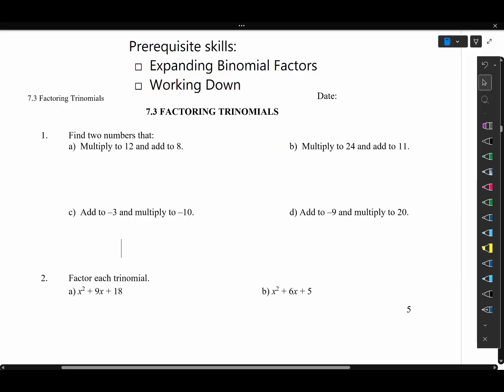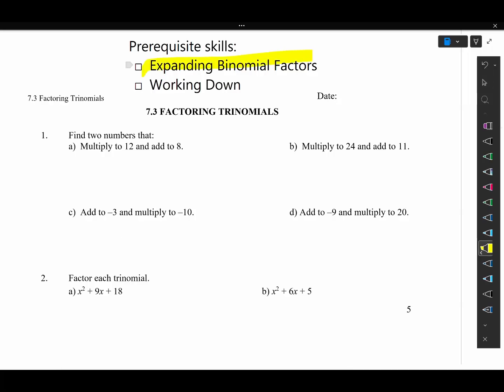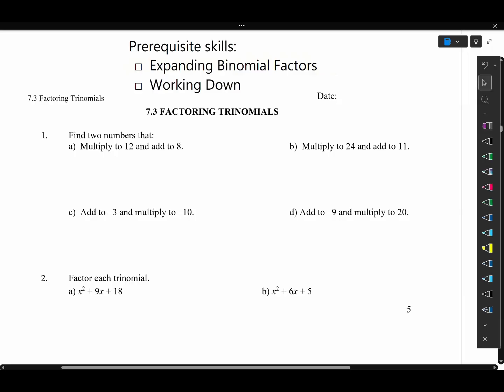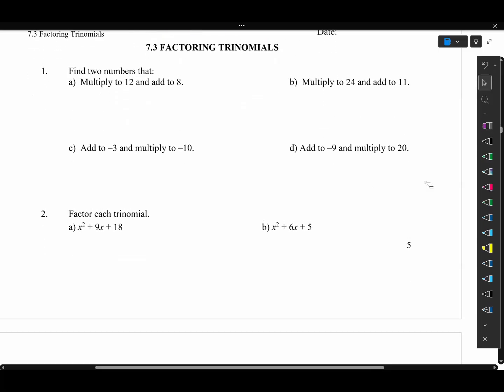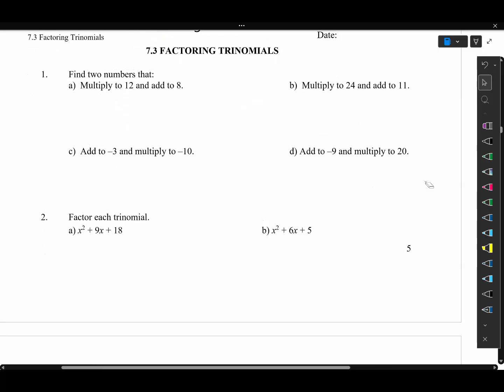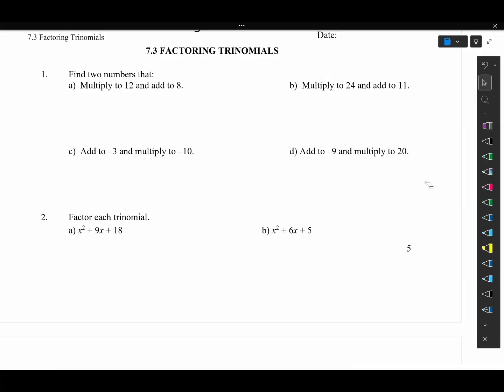Now, we're relying here on your prerequisite skills, that is expanding binomial factors, which again was handled in section 6.2. And we're relying on your ability to work down the same way we have been with our algebra throughout. Factoring trinomials, there are a number of different strategies that are taught. There's a man method, there's an area method. In this case, we're going to try and break it down in a way that focuses more on the numbers we're finding, less on that area method, although that is a really viable method in itself.